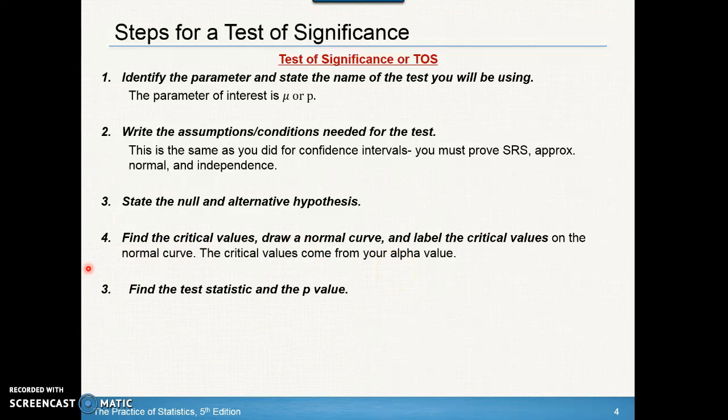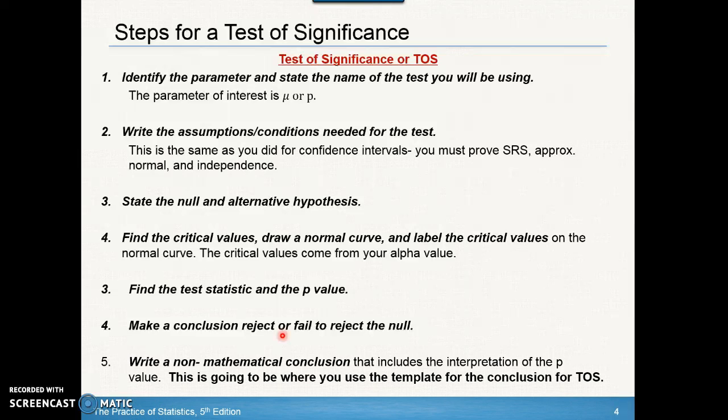And we'll go over how to do that. We'll find the test statistic, so that is basically your z-score, how far away your statistic is from the population mean or proportion, what we think it is, and the p-value, and that's the probability that your specific statistic is going to occur. And then we're going to make a conclusion to reject or fail to reject the null based on the alpha value that we've chosen.